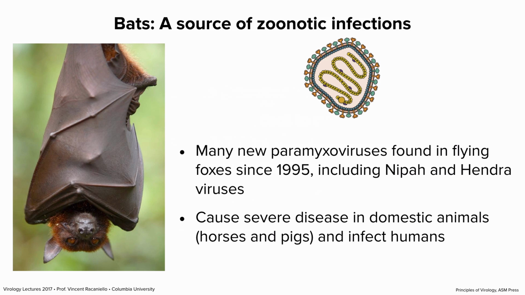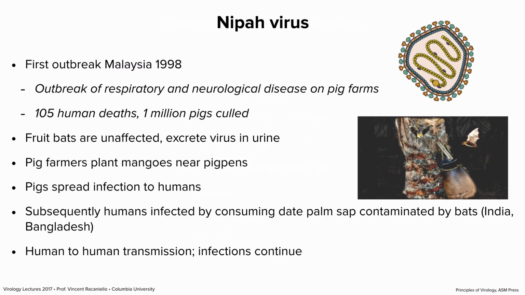But they have lots of viruses, and in fact, we found many new paramyxoviruses in these in recent years. Paramyxo, remember, negative strand envelope viruses like measles virus. And two of them, Nipah and Hendra viruses, I want to tell you about. These cause severe disease in animals and humans. Nipah and Hendra.